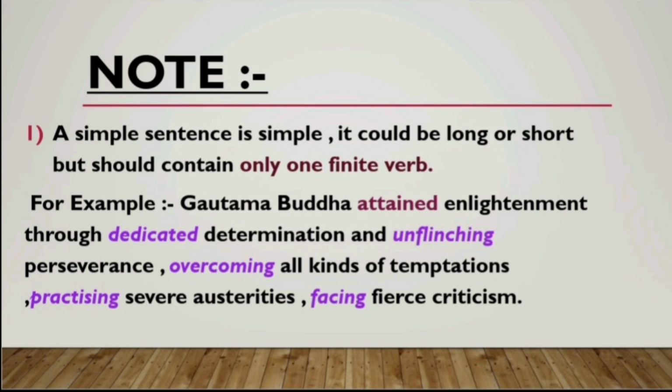Now look at the sentence. Gautam Buddha attained enlightenment through dedicated determination and unflinching perseverance, overcoming all kinds of temptations, practicing severe austerities, facing fierce criticism. So this sentence has only one finite verb in spite of being that long, that is attained. Attained is a finite verb. The other words that look like verbs, that is dedicated, overcoming, practicing and facing, are all non-finite verbs. So the given sentence is a simple sentence in spite of being long, because it has only one finite verb.